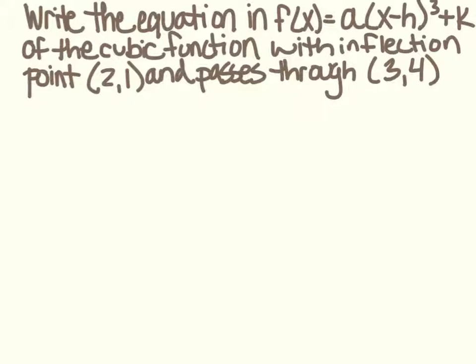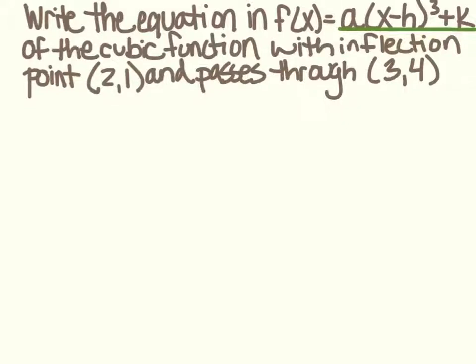So the first one is write the equation in f of x equals a times (x minus h) all cubed plus k. And notice that we left the b out on purpose. So they'll show you that we're only going to use a, not b. Write the equation of the cubic function with an inflection point at (2, 1) and passes through (3, 4).